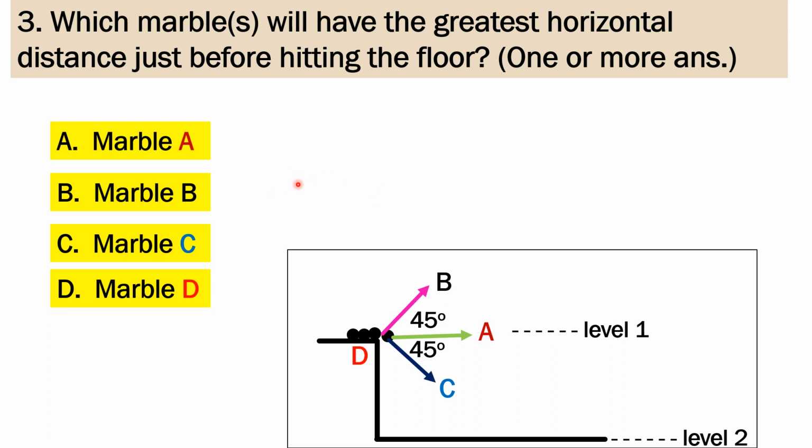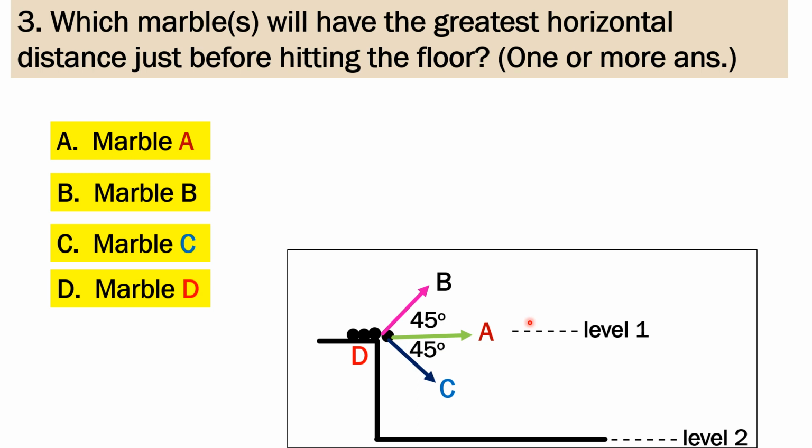So a follow-up question: which marble or marbles will have the greatest horizontal distance just before hitting the floor? Horizontal distance here refers to the range, the range of the marble in moving from the top of this elevation before hitting the floor. And since it was already mentioned that marble D, among the four marbles, has no horizontal component of its motion, that means we are only left with marbles A, B, and C as possible answers to this question.